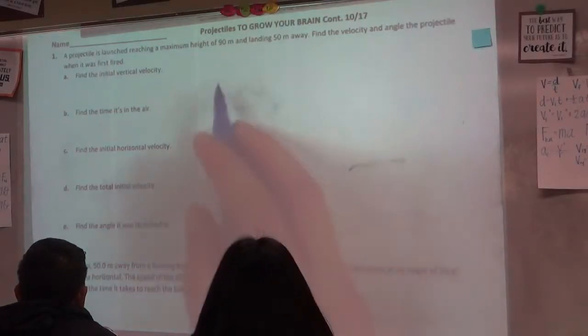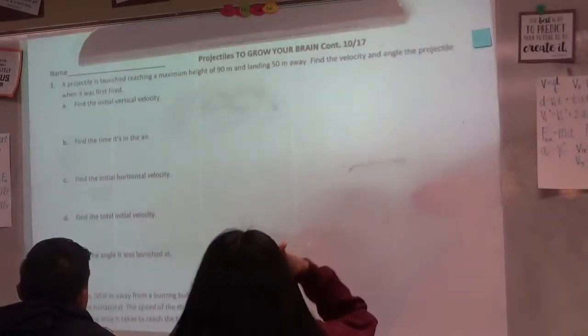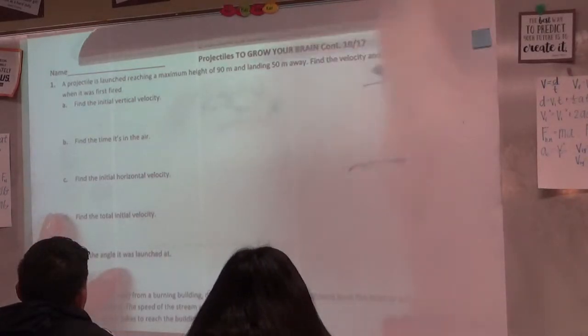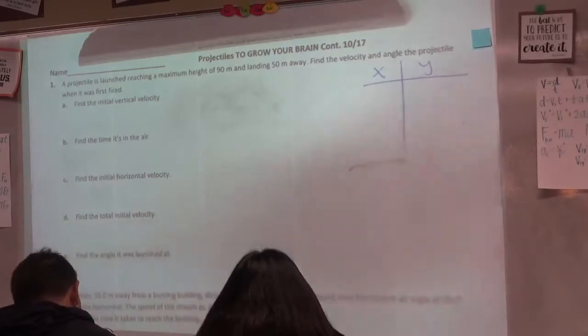launched. It reaches a maximum height of 90 meters and lands 50 meters away, and we're looking for the initial velocity and angle. So first of all, take a moment, put anything that you can in your chart right now.